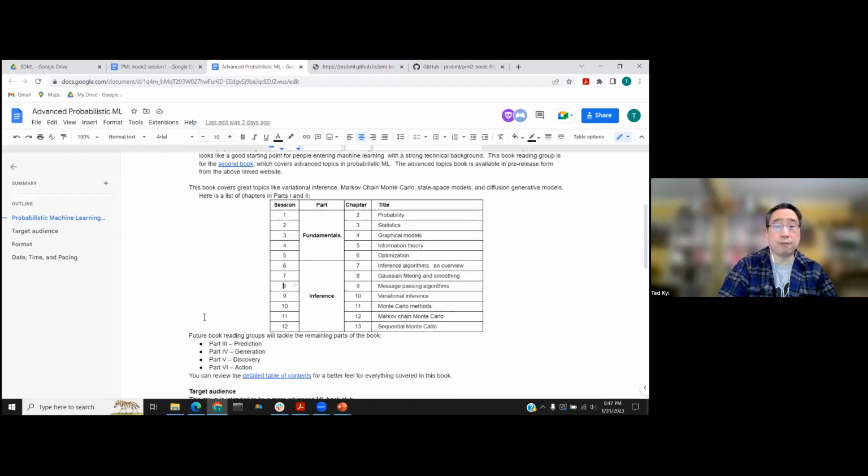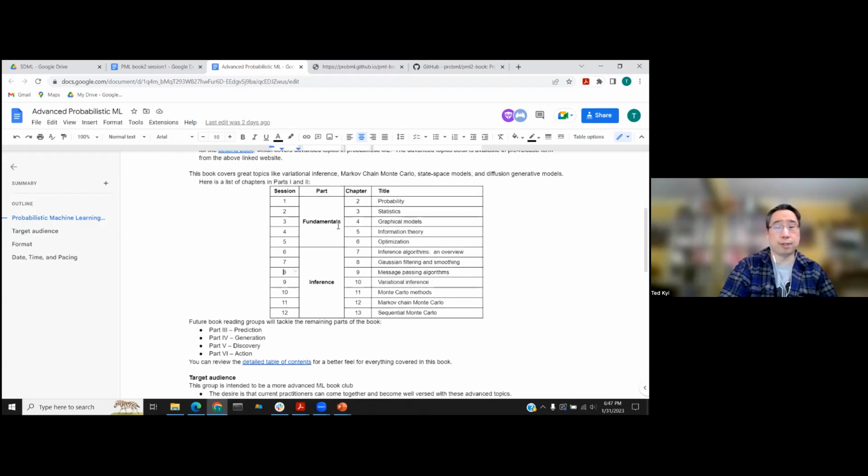So here are the first two parts. Fundamentals: probability, statistics, graphical models, information theory, optimization. And then in inference, we're going to talk about different kinds of inference. After an overview: Gaussian filtering and smoothing, message passing, variational inference, Monte Carlo, MCMC, and then sequential Monte Carlo.